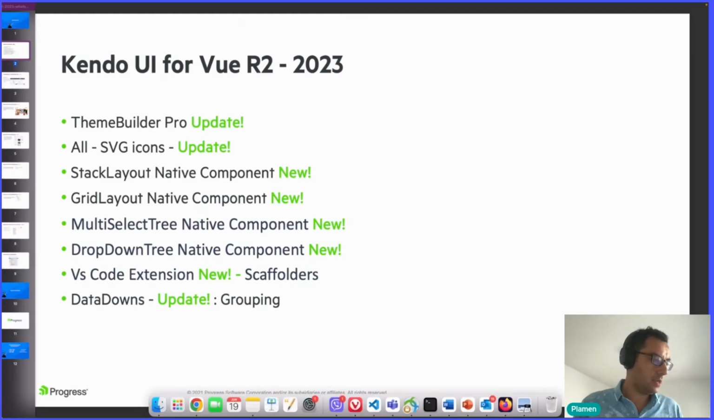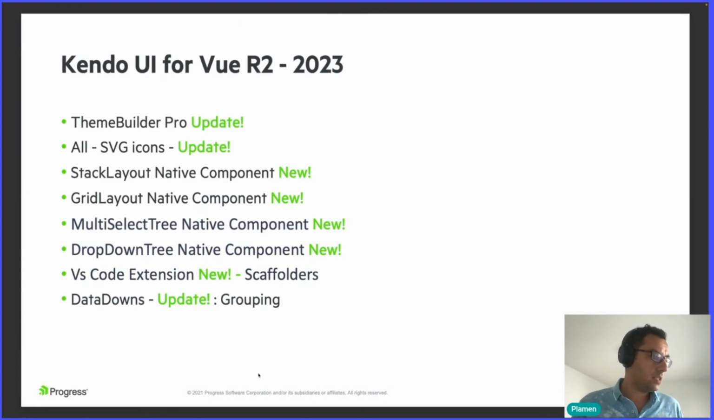accessibility efforts. Another nice thing that we have is the Visual Studio Code extension. I will show you a quick demo with that. And a great additional feature that we added is the grouping in the data dropdowns.